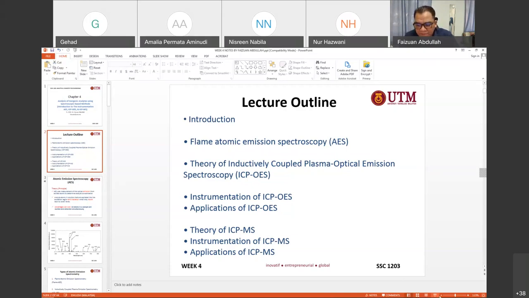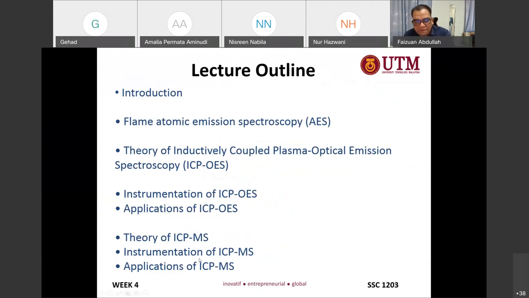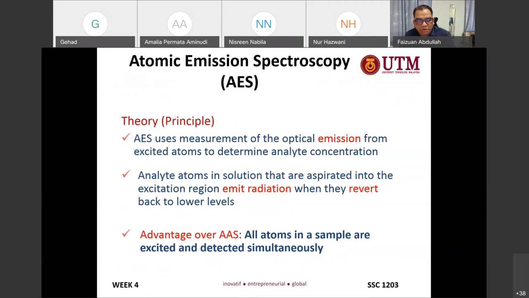In the previous class, I showed you the theory of AAS. The difference between AAS and AES is that in AAS we detect the loss of energy from the spectrum, after we introduce the atomization of the analyte. For AES we detect the emission from the analyte itself after the electron of the analyte reverts from the excited state to the ground state level.